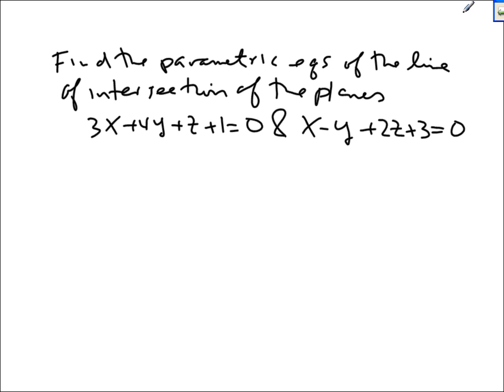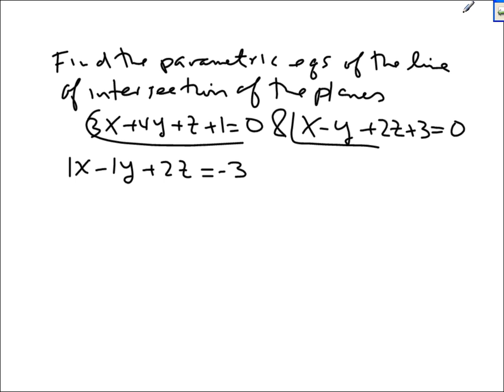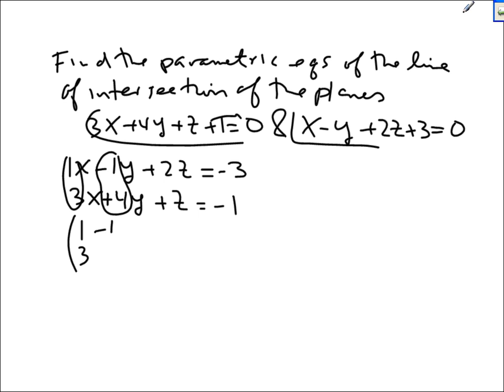So I'll write down this one first. We know that 1x minus 1y plus 2z is equal to negative 3. And this one, I just brought the constant over like I'm going to do here. We know that 3x plus 4y plus z is negative 1. And we solve this system of equations. The matrix rows are 1, negative 1, 2, negative 3, and 3, 4, 1, negative 1.